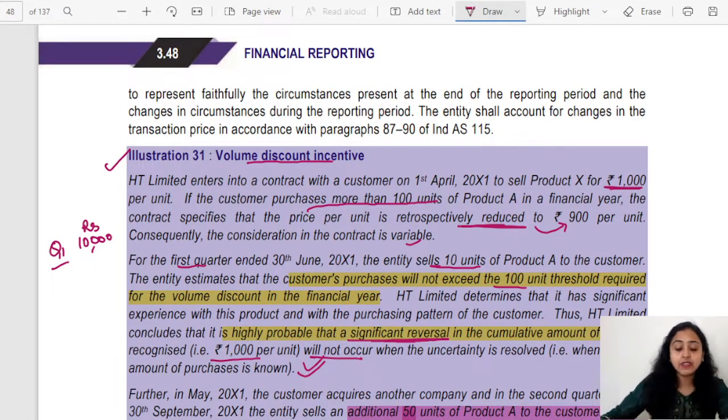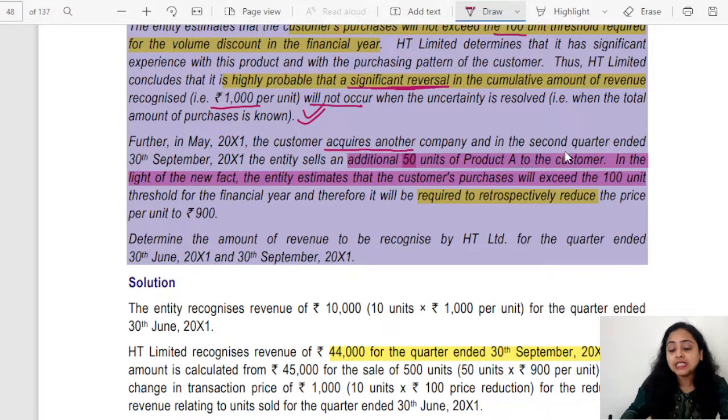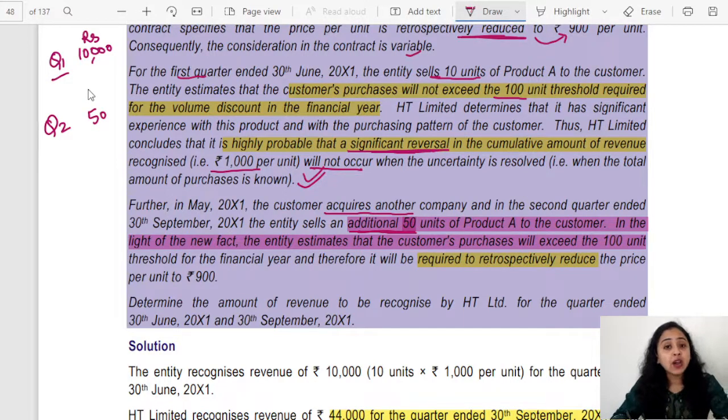Now later in May 2001, the customer acquires another company and in the second quarter ended 30th September 2001, the entity sells an additional 50 units. So in quarter 2 they have sold another 50 units, that means 60 units in total. Now they might be assuming that the final sale for the whole financial year might exceed 100 units, because it is expected, since they have performed very well in quarter 2.